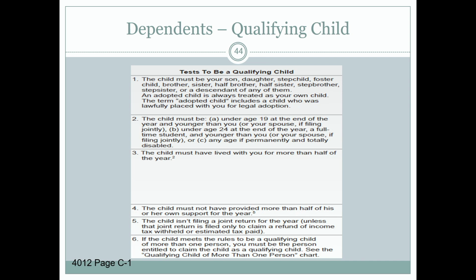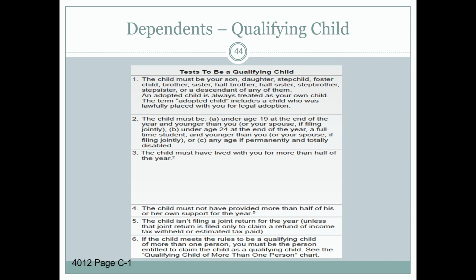If you have a child that's away in college, that would be considered a temporary absence. If your home is still their principal residence when they're not at school, then you could still pass the third test about living with you for more than half of the year.